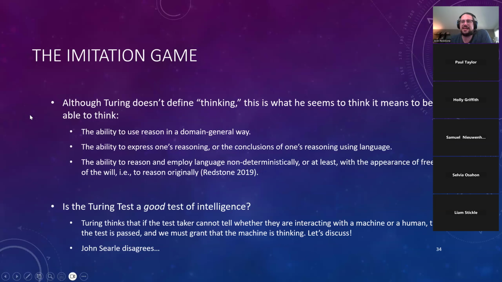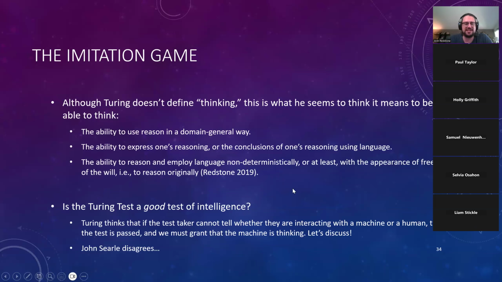And he does this in response to Lady Lovelace's objection, an objection named after Ada, Countess of Lovelace, the first computer programmer, who, when talking about Babbage's analytical engine, says it doesn't know how to do anything; it only does what we tell it to. Right? It can't do anything original. And I would say this objection holds pretty well, even up to the generative AI stuff that we have today, right?